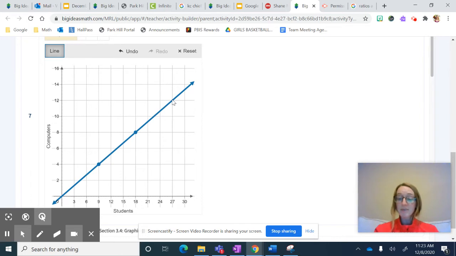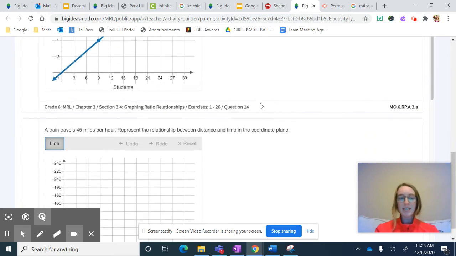If you were to take this on paper, you would just do the same thing. You would graph the points, and then you would take a piece of paper or something that is straight and connect it through 0, 0. That's the really important part right here, 0, 0, the origin. The line needs to start at 0, 0 and then go through all of your points.